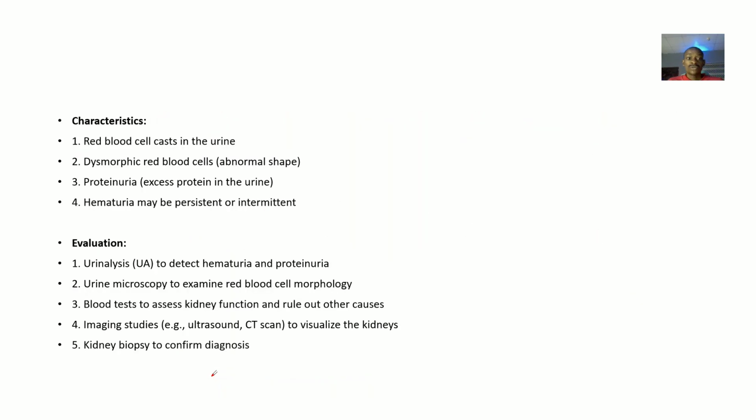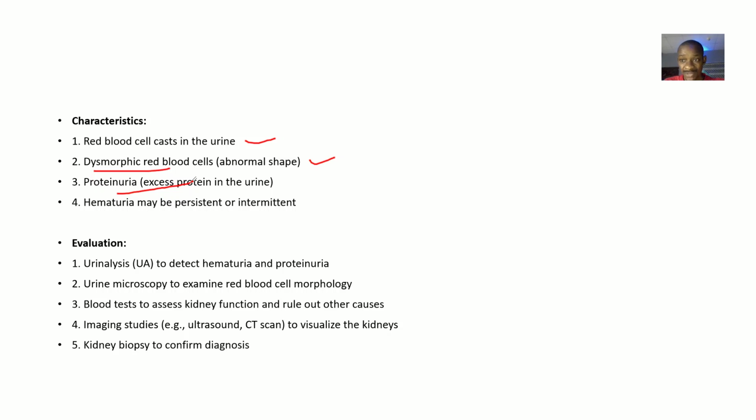Now I'm talking about the characteristics of this disease condition. There will be presence of red blood cell casts. There will be dysmorphic red blood cells, that's abnormally shaped red blood cells in urine. There will be proteinuria.